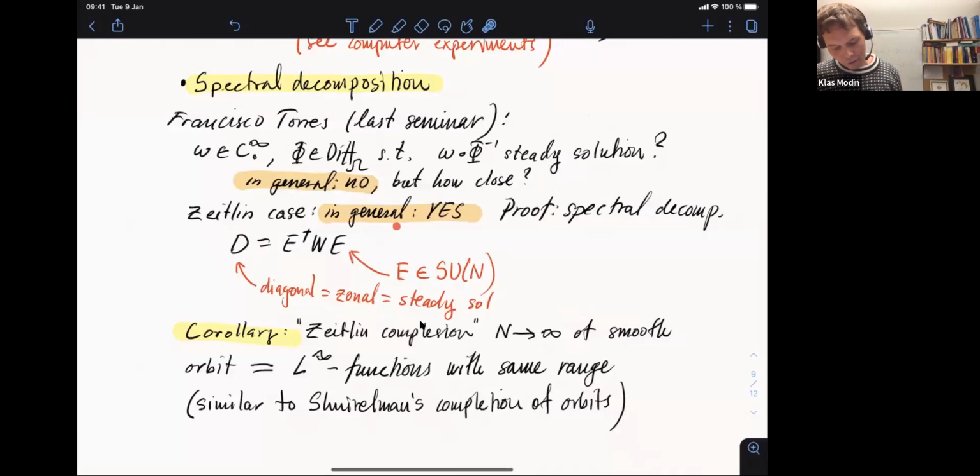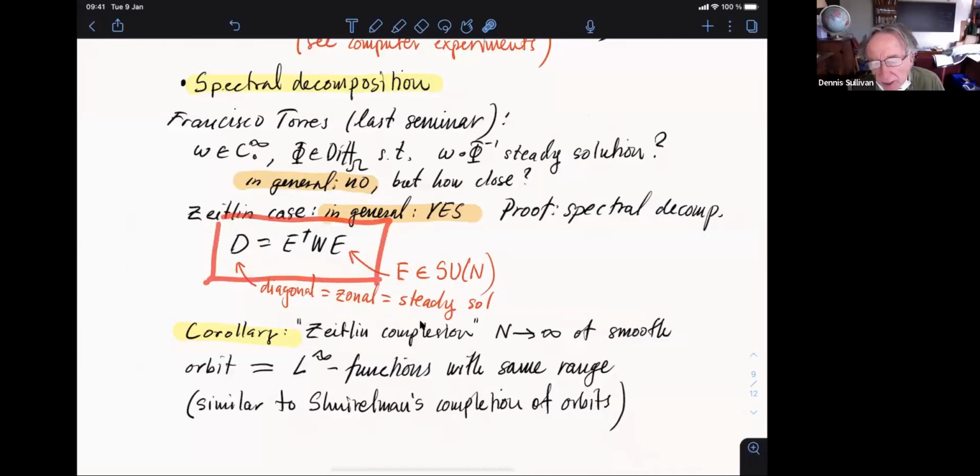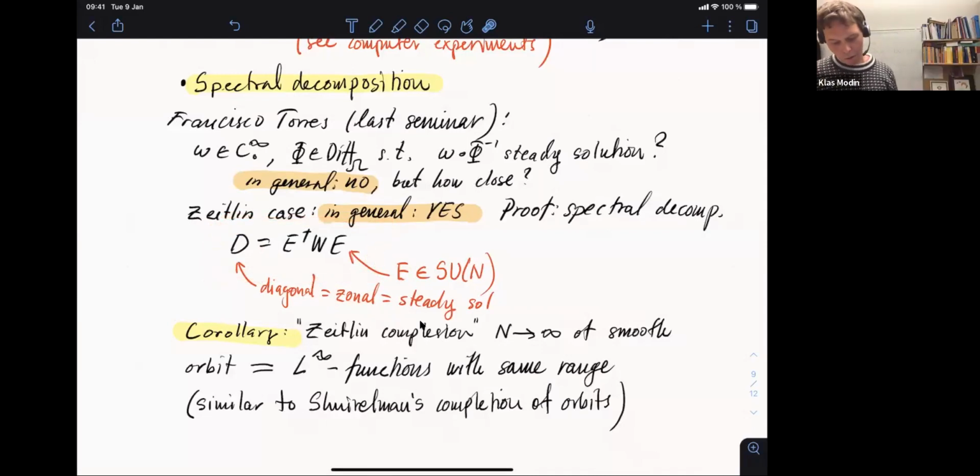So somehow, if you take the limit n goes to infinity, the Zeitlin model is some weaker version of the Euler equations. It's sort of the orbits are larger, if you like. It's some completion of the orbits you have in the smooth Euler equations. Why do you say that? Because somehow we're able to reach much more with these orbits. We can take any vorticity, and we can always transport it to something which is zonal.